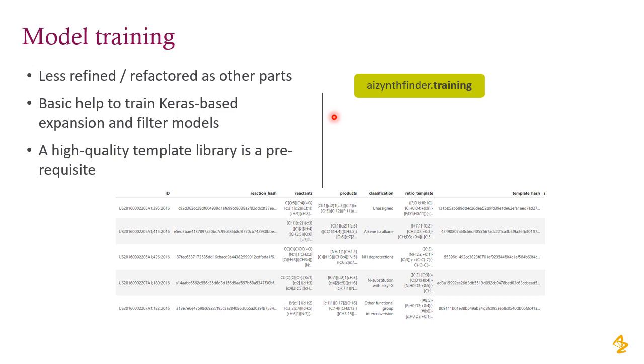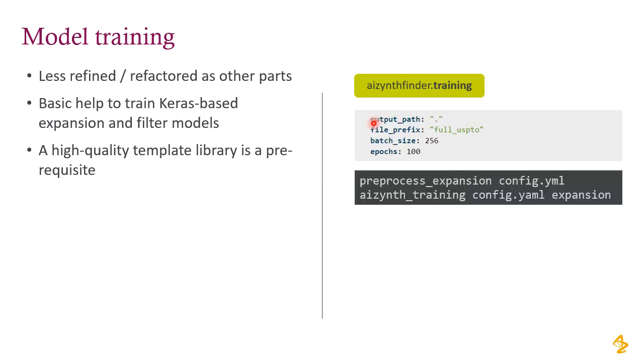But for now, it provides some basic help to train Keras-based expansion and filter models, but they are all reliant on a high quality template library. So you need a library like this with reactions, atom-mapped reactions, retro templates created by, for instance, RDChiral. And if you have that, you can set up a configuration file and run a pre-processing script to featurize your data and then run the training.